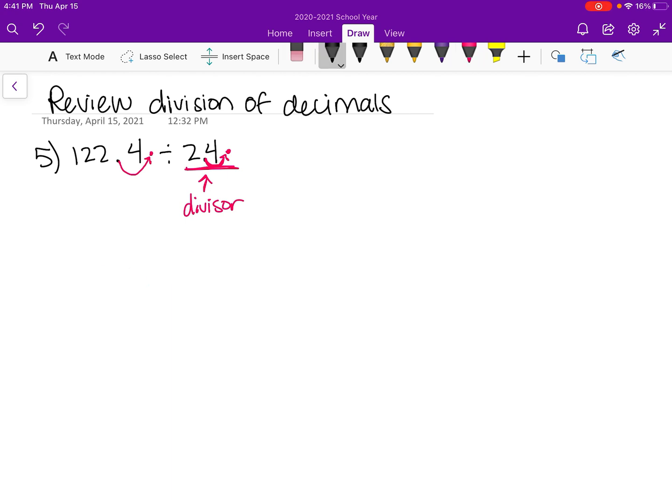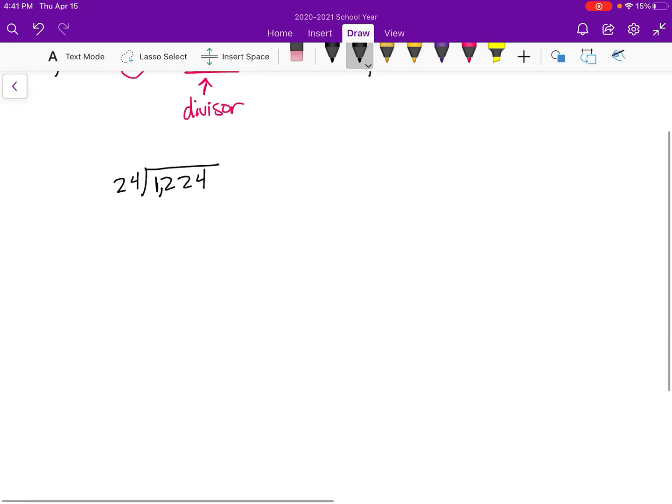I'll do that in black. So if I want to rewrite the problem, I could do that. Divided by 24. And I'm going to put that number into my division symbol, my problem. We're using partial quotients, so we'll write the traditional division sign, and then we will put this line for partial quotients just to separate our work from our number of groups. The last thing I do before starting the problem is I make a number bank.